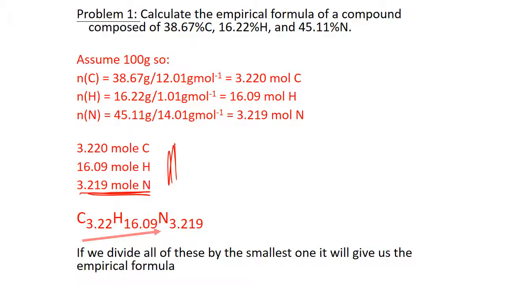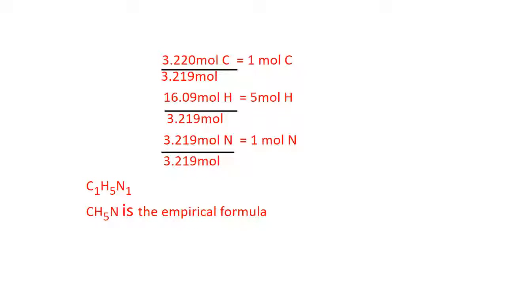After we've done that, we get a ratio. First we've got to divide by all these numbers; that's on the next slide. So we get this ratio at the moment of carbon 3.22, hydrogen 16.09, and nitrogen 3.219. Then we divide by the smallest number, which of course is the nitrogen. By dividing by nitrogen, we get 1 mole of carbon, 5 moles of hydrogen, and 1 mole of nitrogen. So the empirical formula becomes C1H5N1.